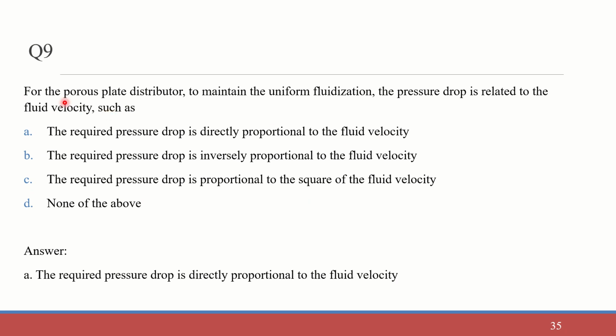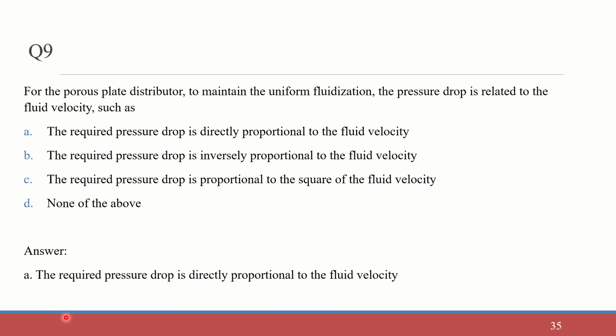But if it is related to the perforated plate distributor, it is proportional to the square of the fluid velocity. So be careful of what is asked. As for this question is concerned, it is porous plate distributor. So the answer is proportional to the fluid velocity. Delta P is directly proportional to U naught. So the answer is option A.